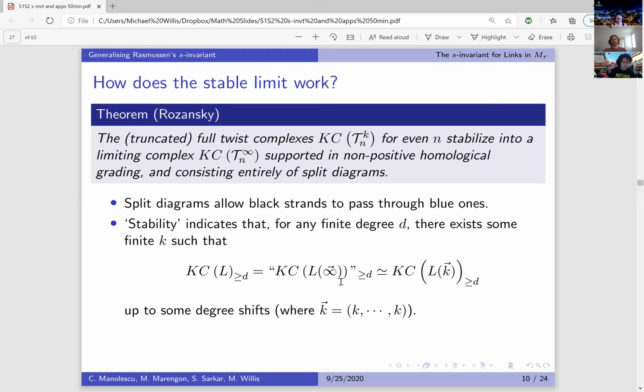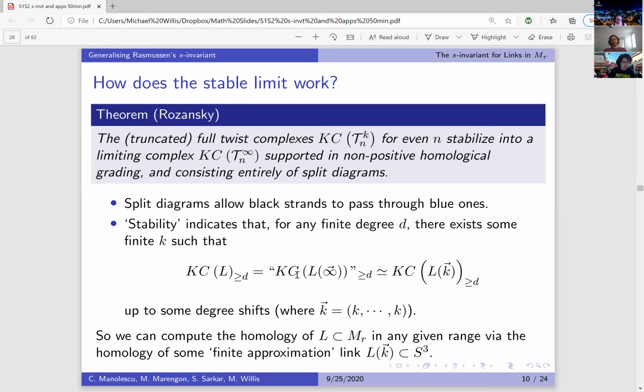The whole idea is, if you're interested in what we're calling Lee homology for links in the connected sums of S1 cross S2 in any specific range, you can compute this by computing traditional Khovanov homology for what we would call a finite approximation link in the three sphere. So in this sense, computing these things is equivalent to computing homology for complicated links in the three sphere. And as always, it is in theory a finite computation that you could perform.